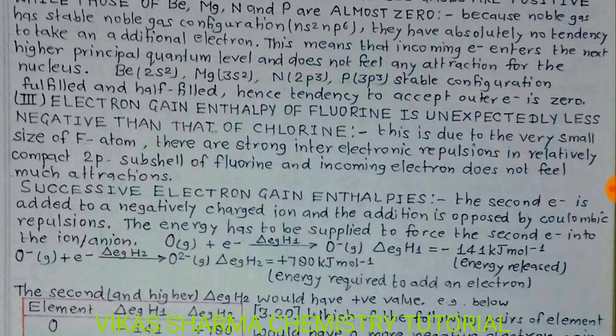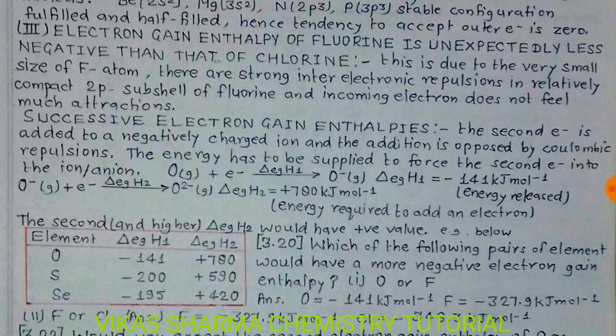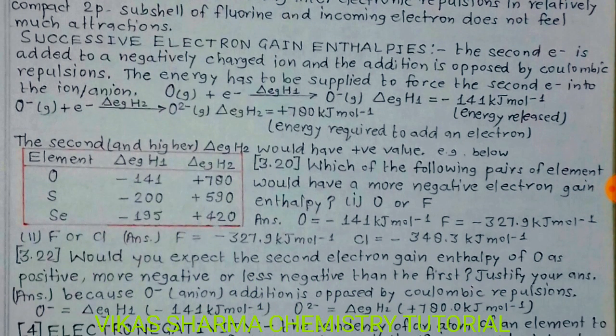The third one, student: the electron gain enthalpy of fluorine is unexpectedly less negative than that of chlorine. This is due to the very small size of the fluorine atom. There is strong inter-electronic repulsion in the relatively compact 2p shell of fluorine, and the incoming electron does not feel much attraction.